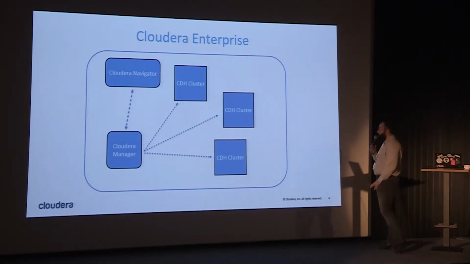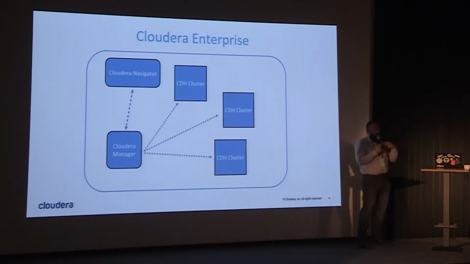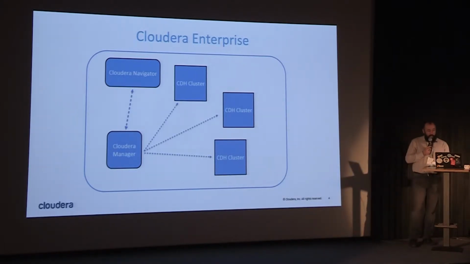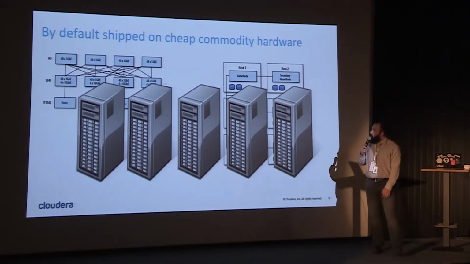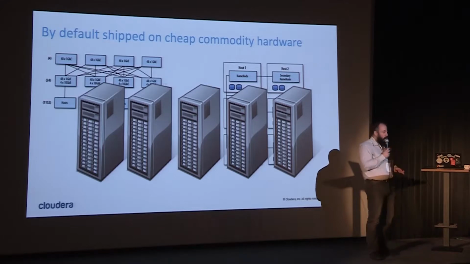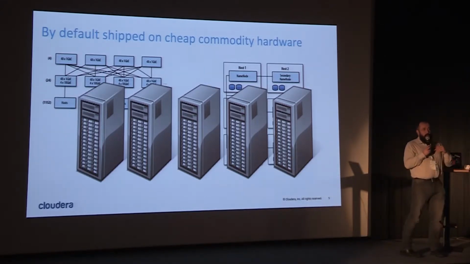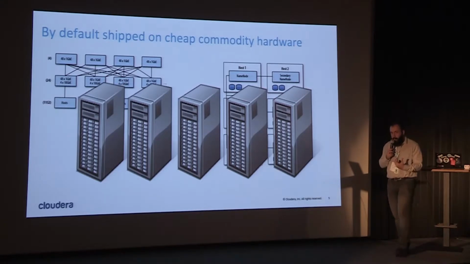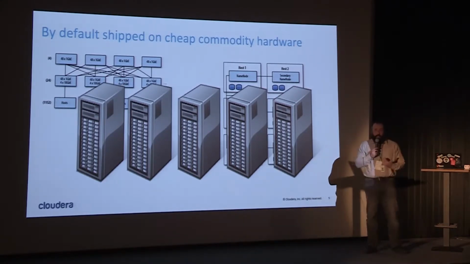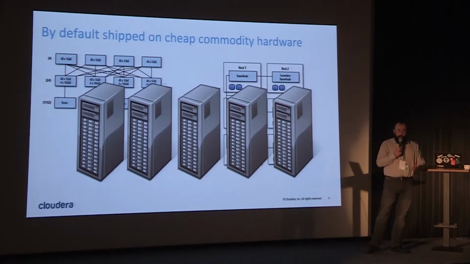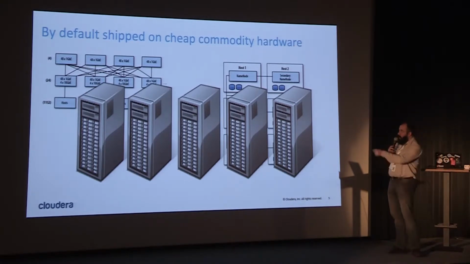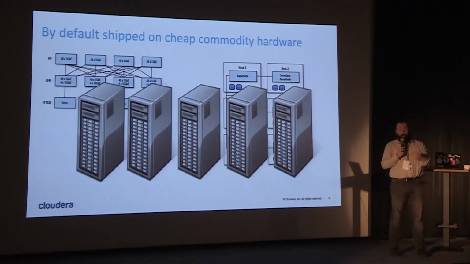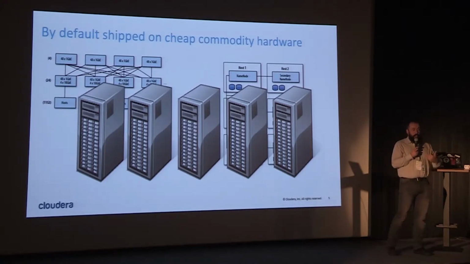So this is the Cloudera Enterprise, and next to the Hadoop, we also get a platform. And this is relevant for us because by default, it is shipped on cheap commodity hardware. Now I used to get the question, what do I mean by cheap? For a starter company or for a single developer, it could be very expensive, because according to our recommendation, each node costs $6,000.